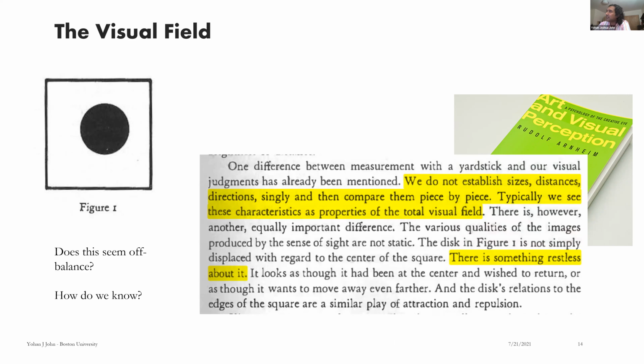Typically, we see these characteristics as properties of the total visual field. I think in the case of balance, this is obvious. Even though balance in an aesthetic context is purely subjective, like people can disagree on whether a composition is balanced, you know that you're not using little rulers. And I like this point that he makes about the disc. There is something restless about it. And the question is, can we make that a little bit more specific? What do we mean?